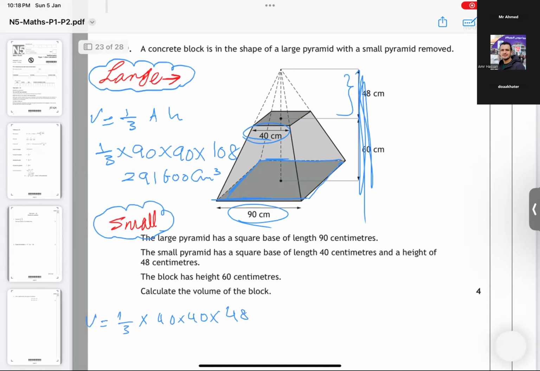Okay. So what is the answer? 25,600. 25,600, right? Mm-hmm. Okay. I haven't done it yet, right? So what is the last step? I need to do it. If you want to get the volume of the block, so it makes sense, I need to subtract them from each other. Yeah, right? Okay.